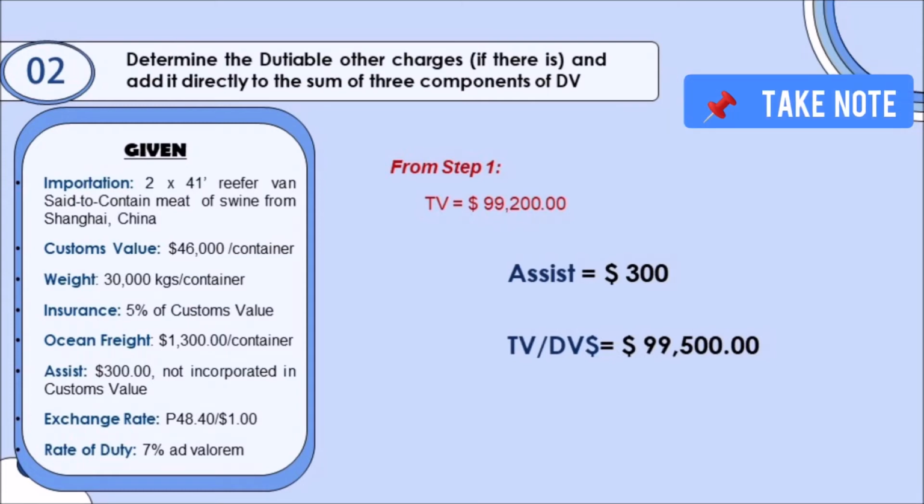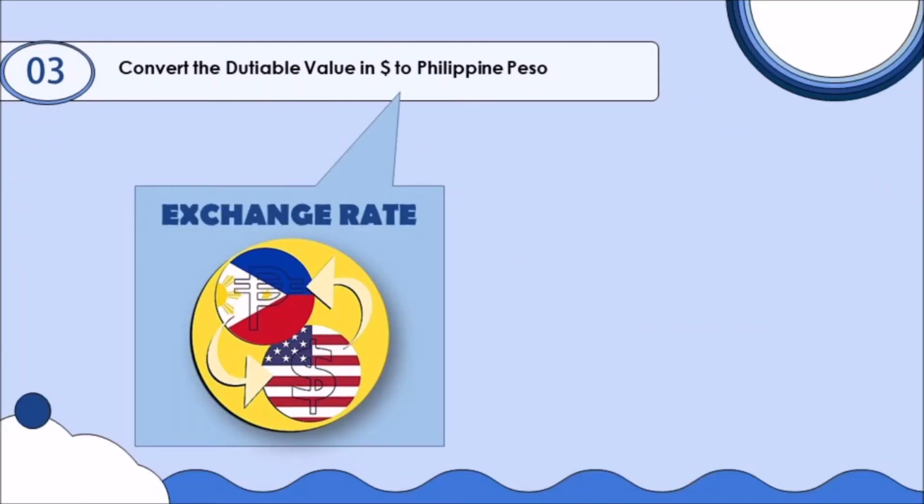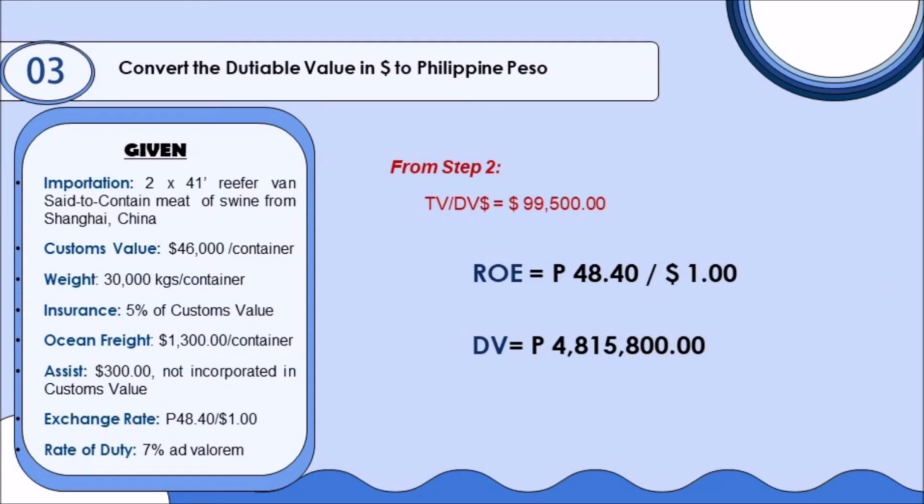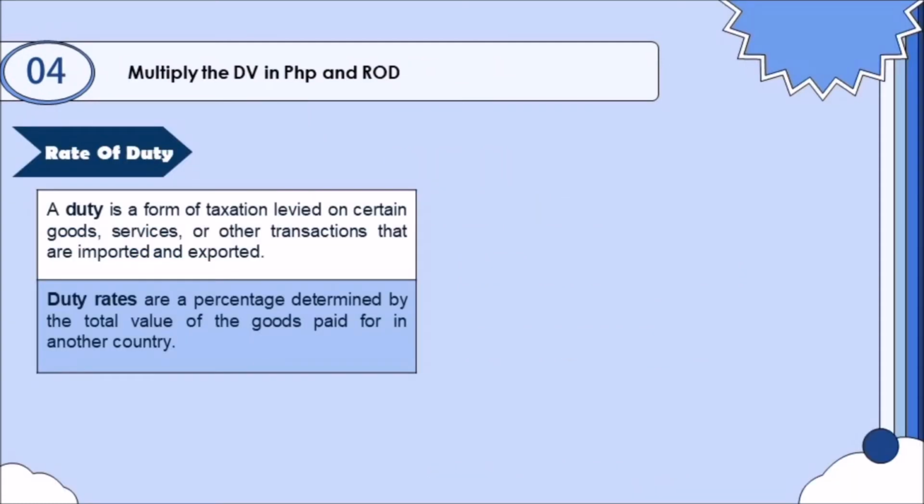But take note that we still need to convert those values in Philippine peso, leading us to the third step. We need to determine the exchange rate issued by Bangko Sentral ng Pilipinas governed by CMO 14-2019. And given that the updated rate of exchange is 48 pesos and 40 cents, we would multiply it from the transaction value or dutiable value in dollars from the computation that we have earlier. And now, we get the dutiable value in peso equivalent to 4,815,800 pesos.